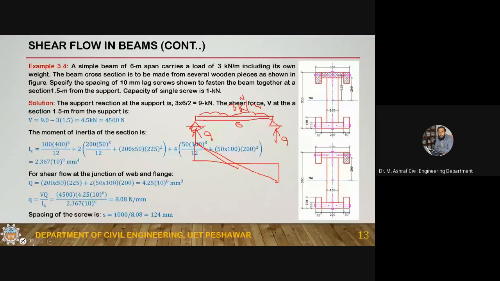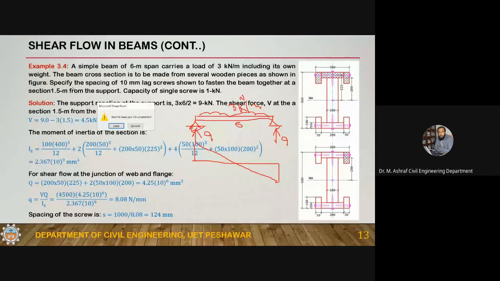this is the shear variation diagram. Here in this case, this is a simply supported beam. At this support you have a 9 kilonewton shear, at this support you have a 9 kilonewton shear.